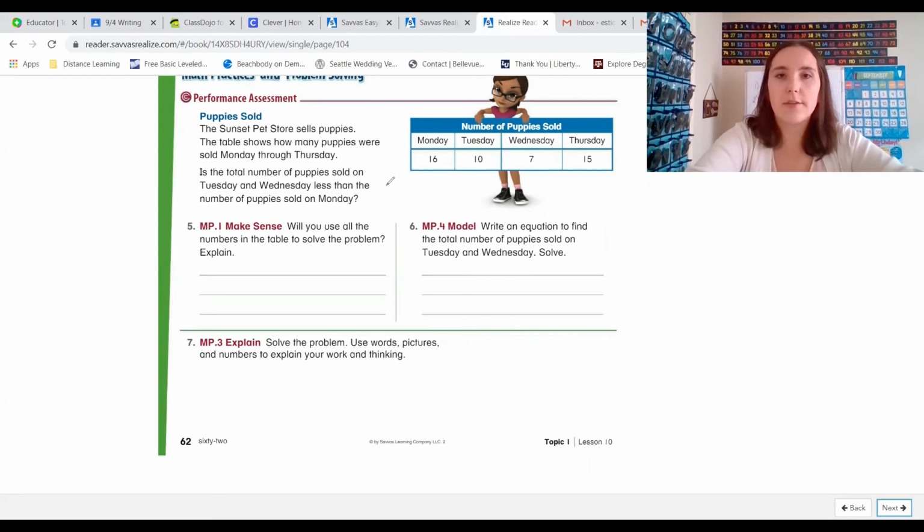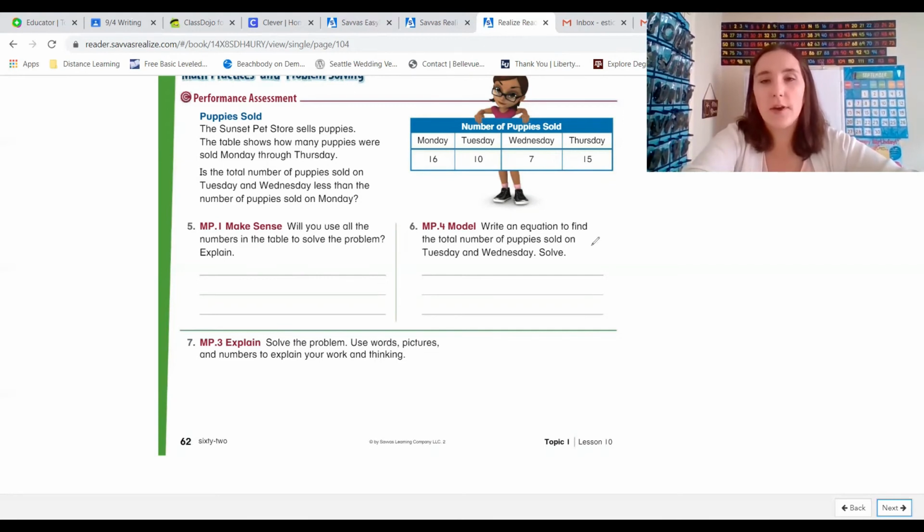Okay, let's look at number 6. First, before we do our problem, we have to read this part up here. Puppies sold. The Sunset Pet Store sells puppies. The table, this is our table, shows how many puppies were sold Monday through Thursday. So we have the numbers for Monday, Tuesday, Wednesday, and Thursday. So we're gonna look at number 6 though. It says write an equation to find the total number of puppies sold on Tuesday and Wednesday. So if we're gonna find the total number, we need to do addition.